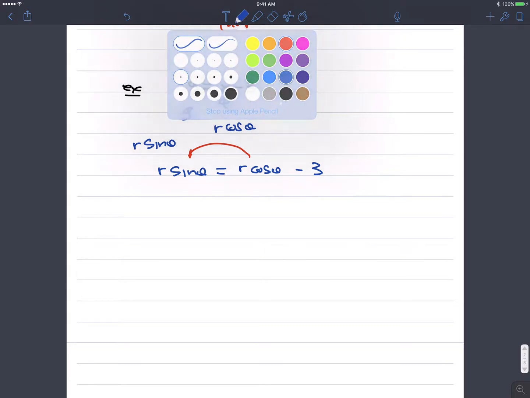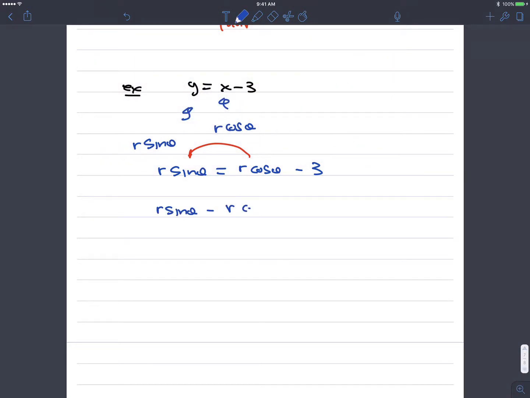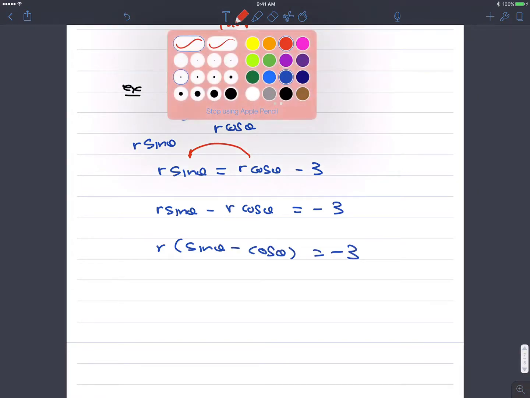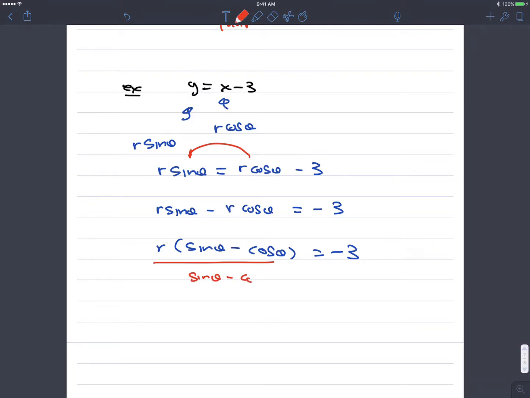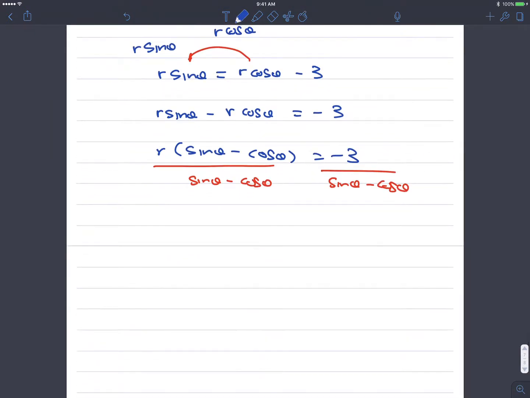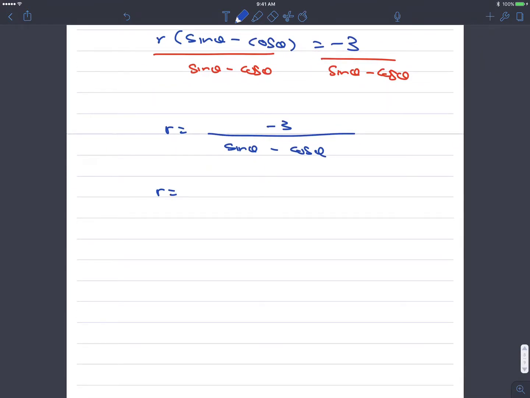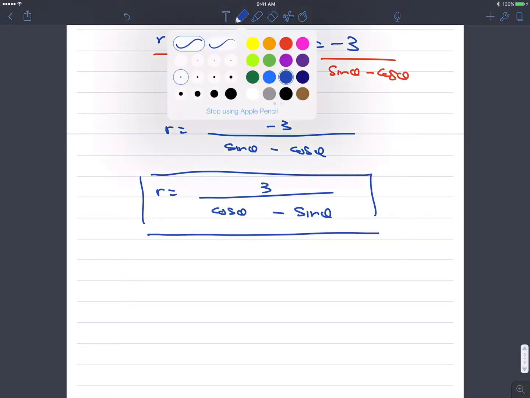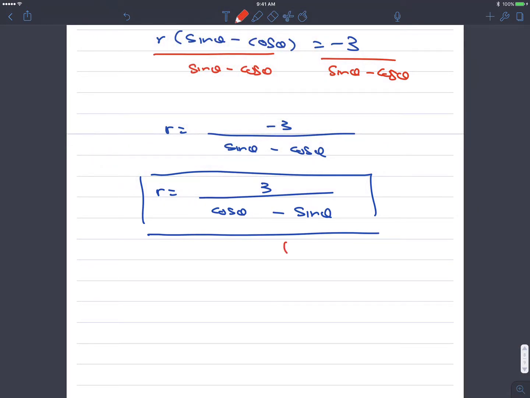So solve for r. Can translate and say r sine theta minus r cosine theta is negative 3. Factor out your r. Divide both sides now by your sine theta minus cosine theta, just using algebra. And now you get r, r being negative 3 over that sine theta minus cosine theta. And don't be disturbed if you look in back of the book, you get positive 3 over cosine theta minus sine theta. Here's your polar version of y equals x minus 3.